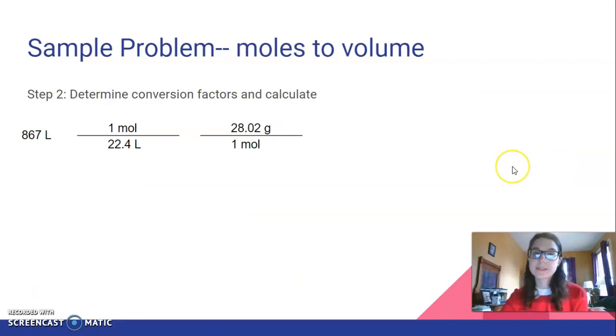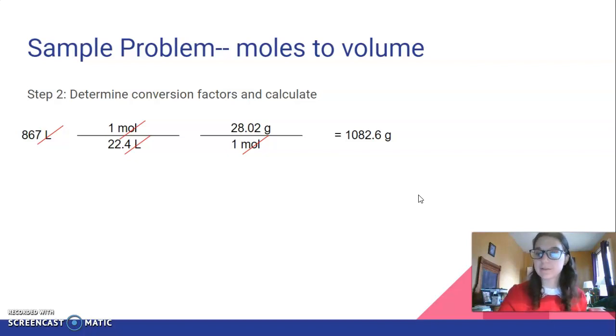So we're starting with 867 liters. We're multiplying by 1 mole, dividing by 22.4 liters. So that helps to get rid of the liters unit, and we end up with moles. And then I'm using our second conversion factor, 28.02 grams over 1 mole. That gets rid of our mole unit, and my final answer will be in grams. So if you put this into your calculator, 867 times 1 divided by 22.4 times 28.02 divided by 1, you should end up with 1,086.6 grams of N2 gas.